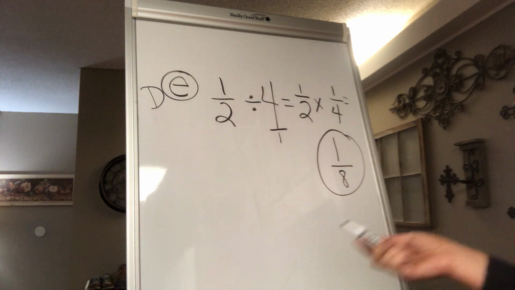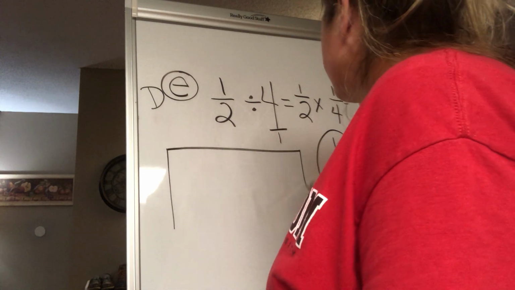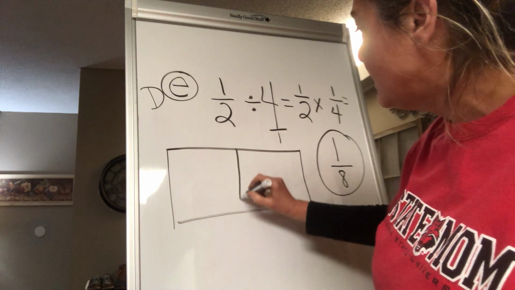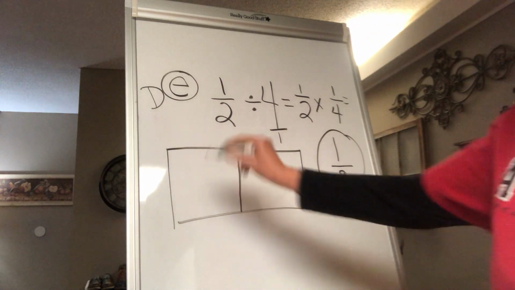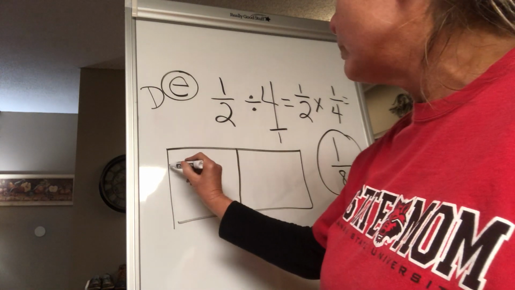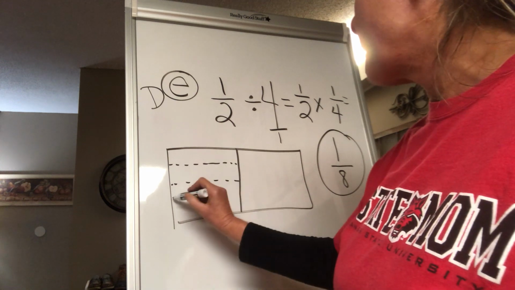But if you weren't sure, just look at it in a diagram like we've done before. Okay, we only had half a bag of pretzels to start with, so we only had this half. And then the half we had to divide between 4 people.